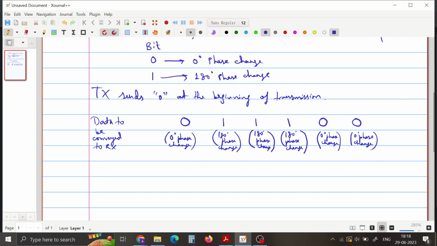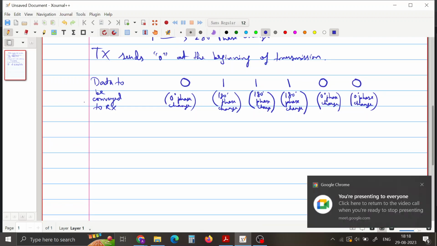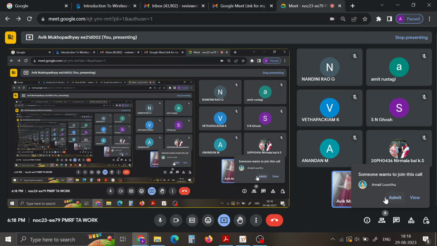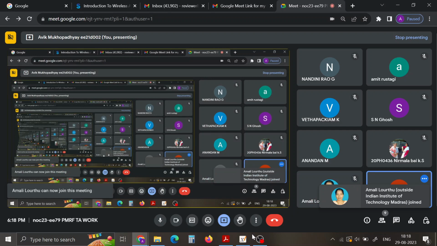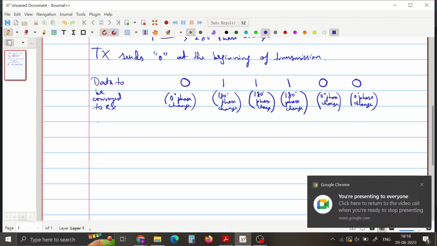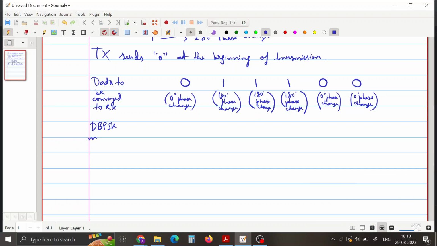Fine. So now this is the data to be conveyed. Now, people are joining. And now I will draw your DBPSK modulated wave from this given bit stream. So first of all, let's demarcate these bits.